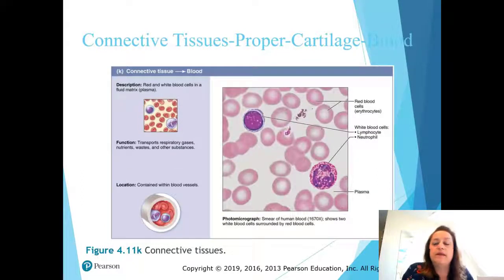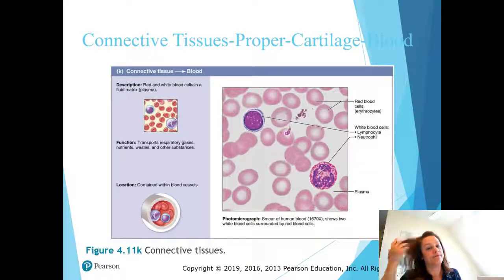Then we have blood. Blood has a liquid matrix. You can't really see the fibers because they are dissolved. You see red blood cells there. You see some white blood cells, right? And blood's role is to carry oxygen, nutrients, waste, etc., as well as move the immune cells around the body.